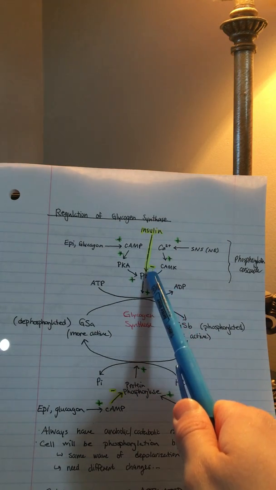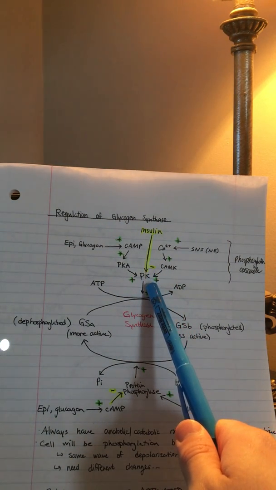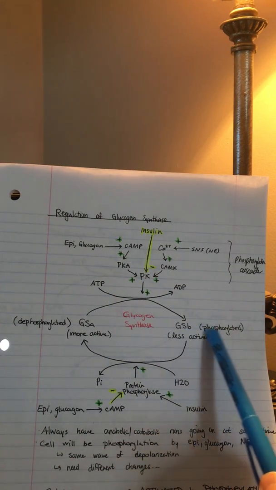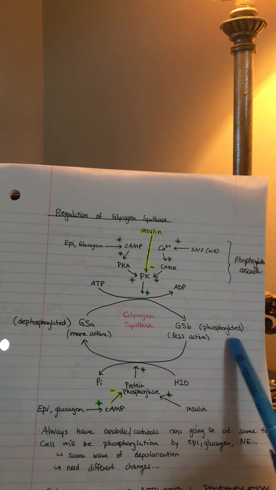Insulin, an anabolic hormone, is going to act to inactivate phosphorylase kinase. So insulin is going to inactivate this reaction that causes glycogen synthase to be in its less active form. It's an anabolic hormone. It's going to want to build up glycogen, so it's going to inactivate the reaction that deactivates glycogen synthase. Inhibition of inhibition.